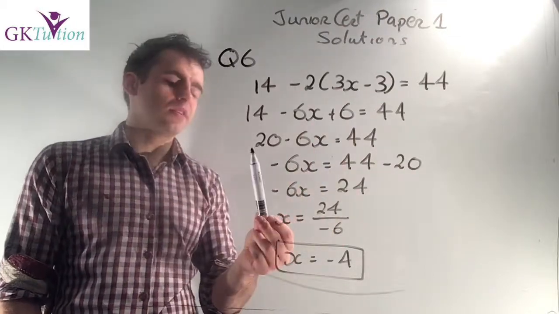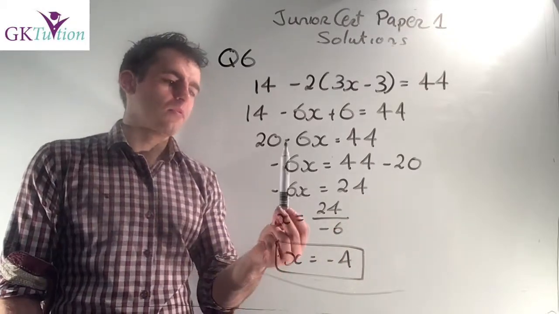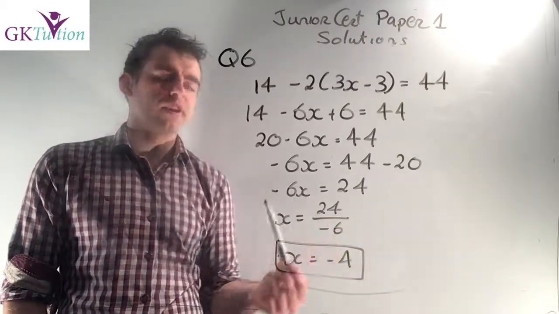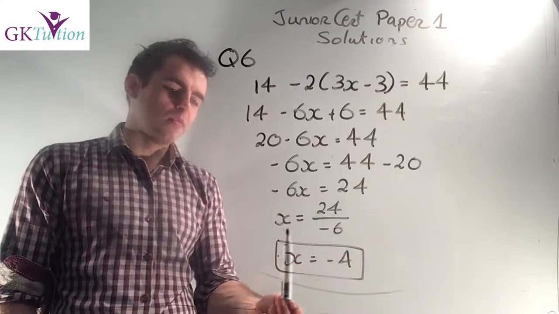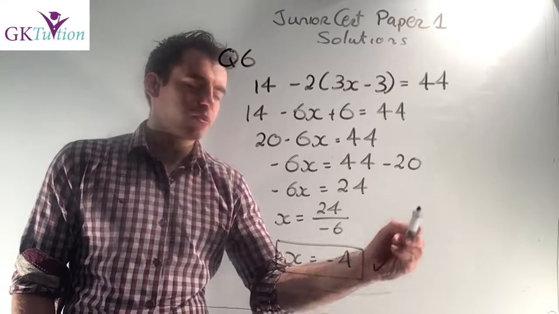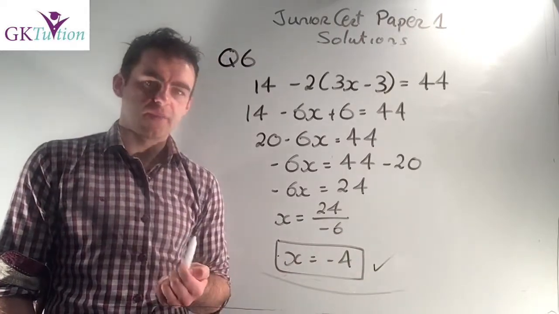You bring your 20 to the other side, it becomes a negative. So minus 6x will be equal to 44 minus 20. So minus 6x is equal to 24. You divide both sides by minus 6 and you end up with x is equal to minus 4. That's your final answer for that bit.